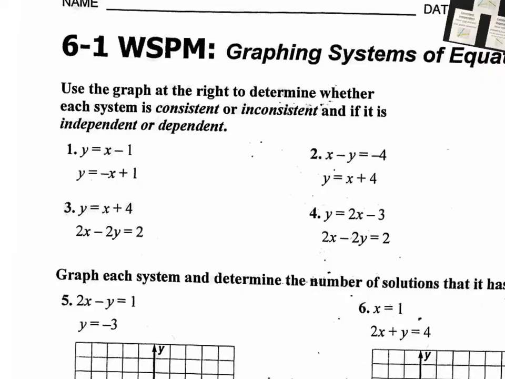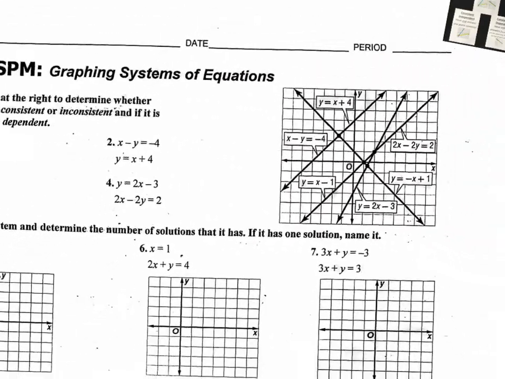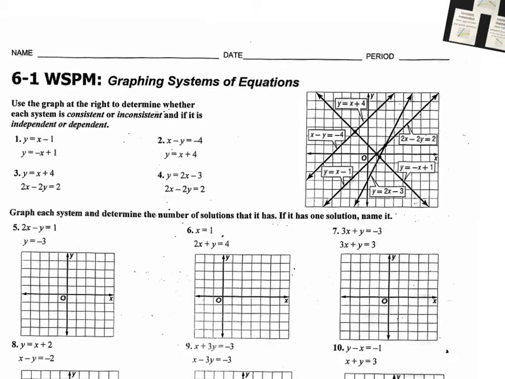If we take a look at the graph over here to the right, y equals x minus 1 is this line right here. And then y equals negative x plus 1 is this one over here. If you compare this line with this line, they do cross right there at that location. So if they asked us for the answer of those two lines, you would say that the answer is 1, 0, the coordinate 1, 0.